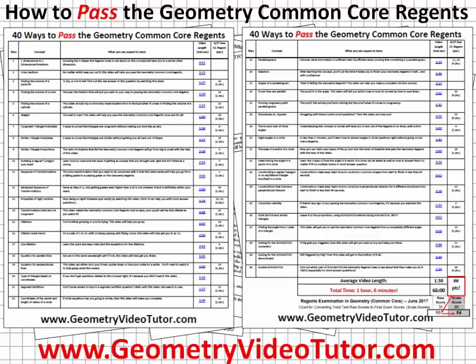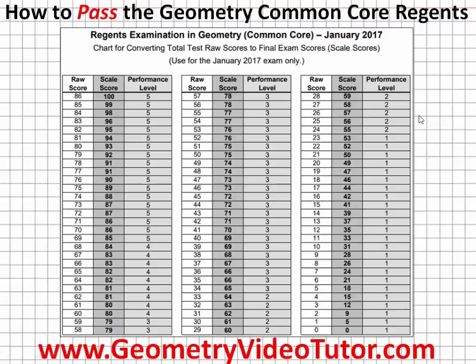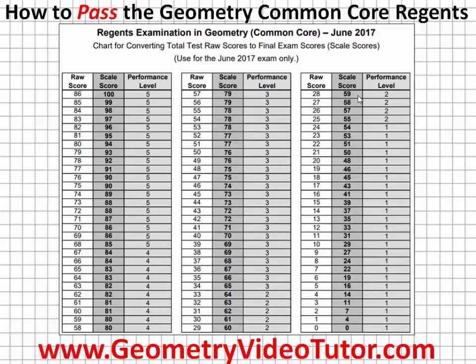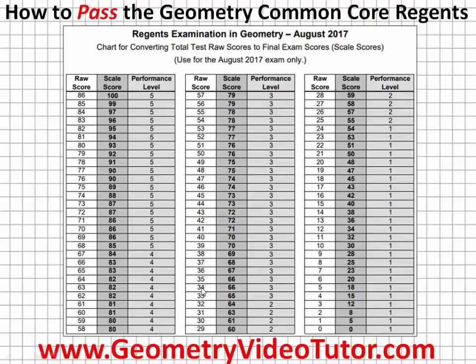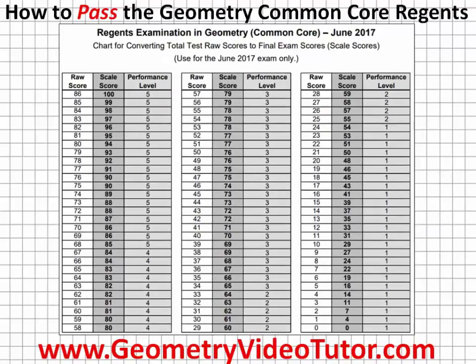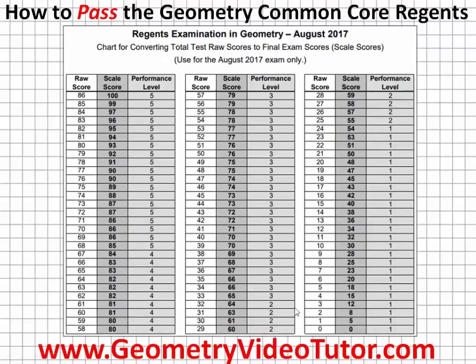All right, so here's basically how this works. On the January 2017 Geometry Common Core Regents, to get a 65 you need 34 points, not 34 questions. Okay, 34 points. That means you could answer 17 multiple choice questions at 2 points apiece and pass with a 65. Same thing on the June 2017 Geometry Common Core Regents. To get a 65, you need 34 points. Oh, sorry, I think I skipped one, right? June and August. August 2017, right here, 65, you needed 33 points.